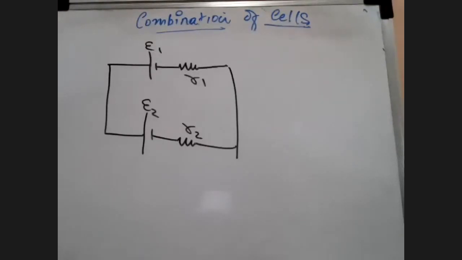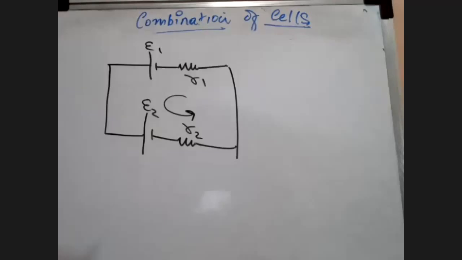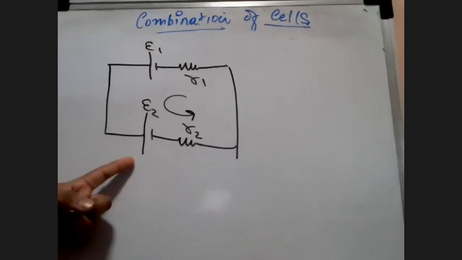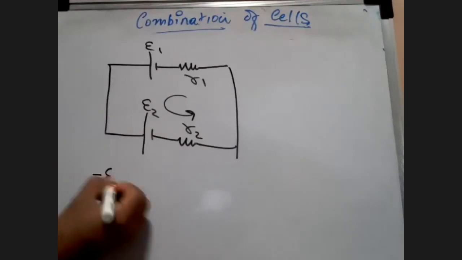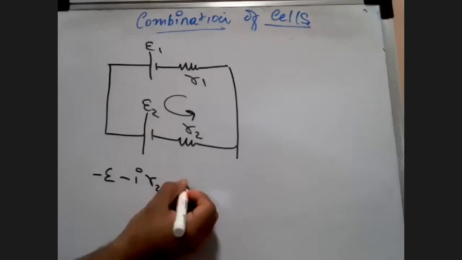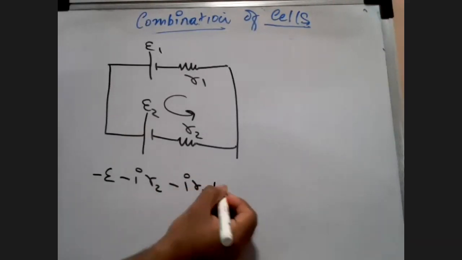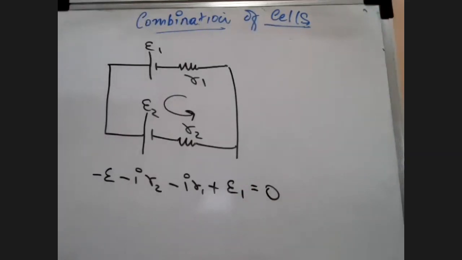First, we'll look at the direction of the current. Just decide the direction of the current. Suppose I'm taking the direction of the current to be anti-clockwise. In that case, let's start from this potential here. What will be the equation? Can you tell me? Will it be minus epsilon 2 minus I times R2 minus I times R1 plus epsilon 1 equals 0? Everyone can agree with me on this part?